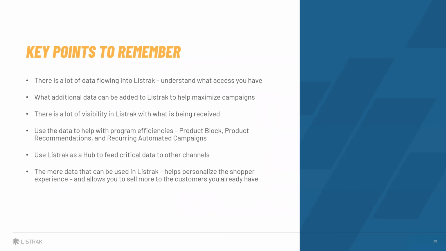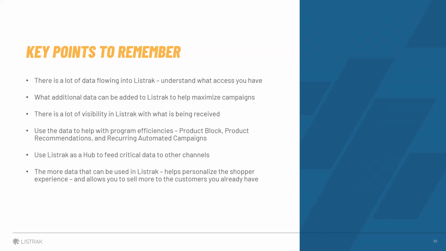So to recap here, we talked about a lot of different things, right? We talked about that there's a lot of data flowing into Listrak from a lot of different sources and how we understand what access you have and then how to utilize that. What can you utilize within segmentation and what can you utilize within your campaigns in order to make sure that you're utilizing that data and that it's working. We talked about the visibility within Listrak as to what is being received, so that if you want to go in and make some changes to data files, whatever that might be, we're happy to help with that. And hopefully now you learned how to do that yourself.